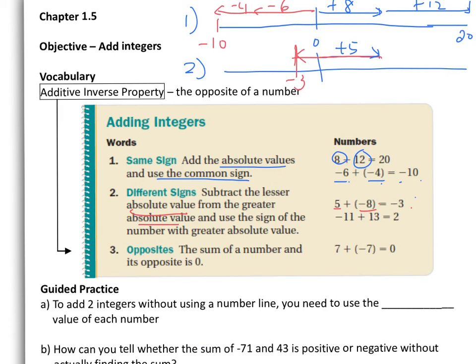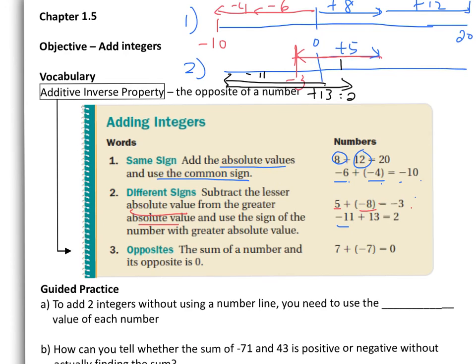The next one, negative 11. Okay, so negative 11. Negative 11 plus 13 will give me 2.